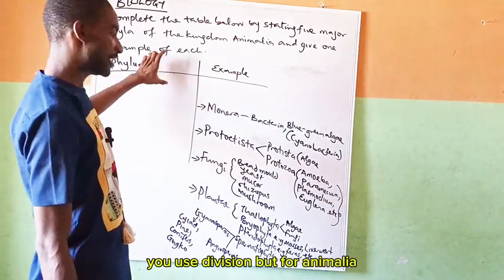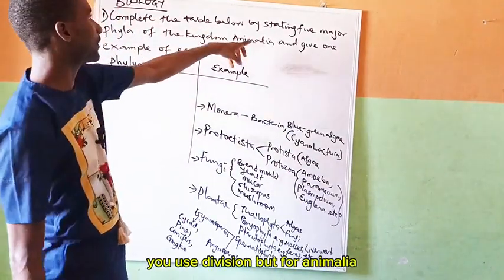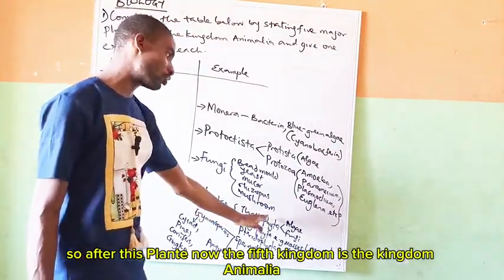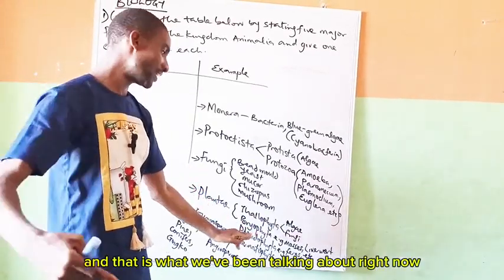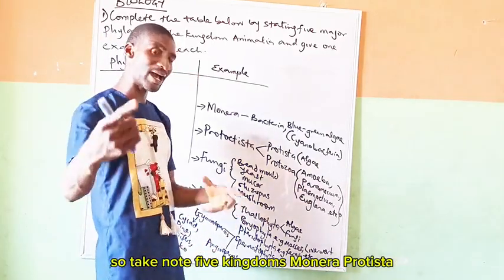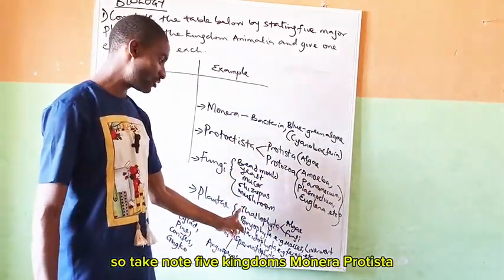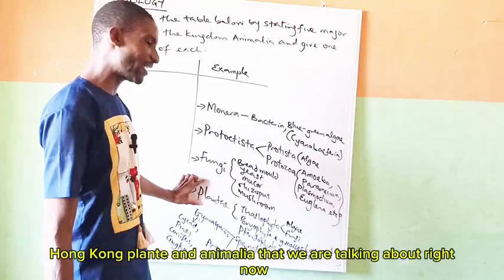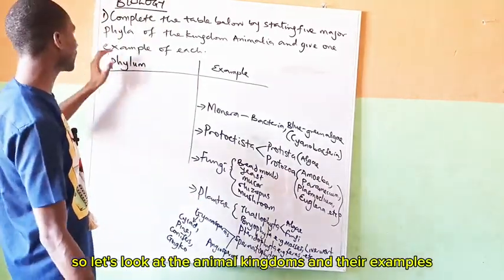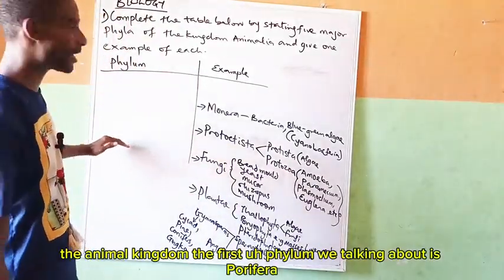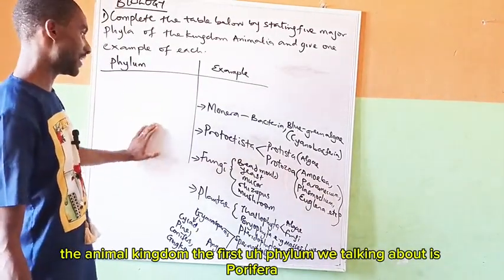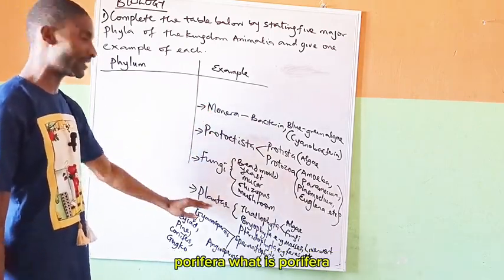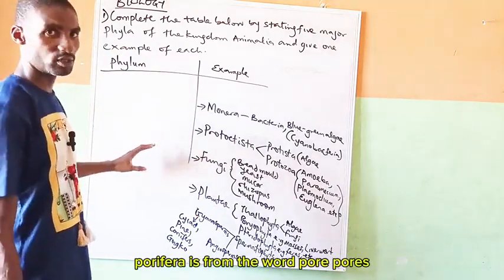But let's go to the main question, which is: complete the table stating 5 major phyla of the animal kingdom. Under the plant kingdom, you talk about division. If the question you are asked is on Plantae, you are not going to use phylum, you use division. But for Animalia, the 5th kingdom after Plantae, that is what the question is about. So take note of the 5 kingdoms: Monera, Protista, Fungi, Plantae, and Animalia that we are talking about right now.